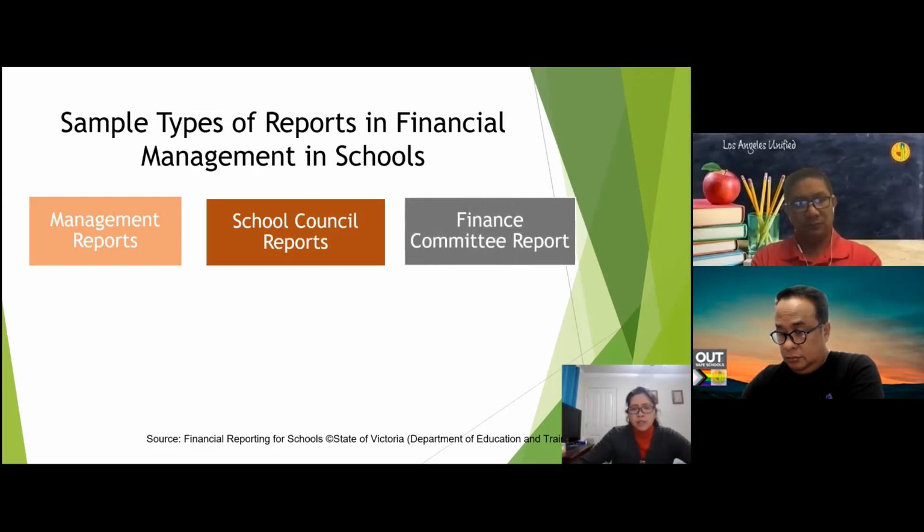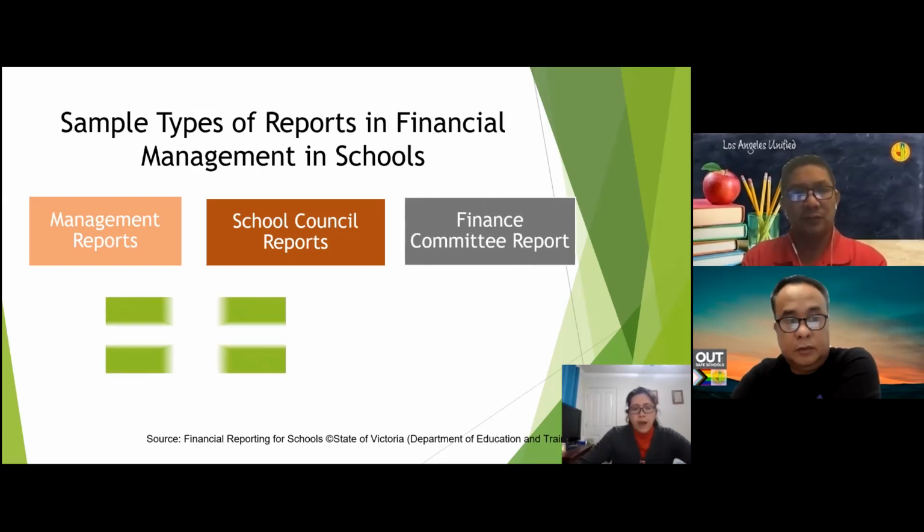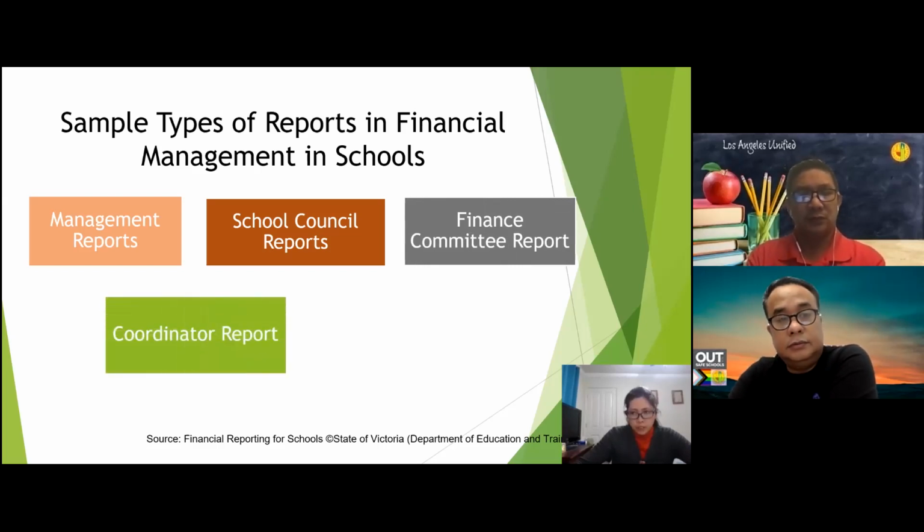Another type of report is the finance committee report. And these are reports on operating system, cash flow, statement, and bank account movements. We also have what we call the coordinator report. So there are teaching staff who are responsible for some programs within the school, and this report will ensure that the program that they handle operates within their budget, and they should also receive reports on a regular basis.